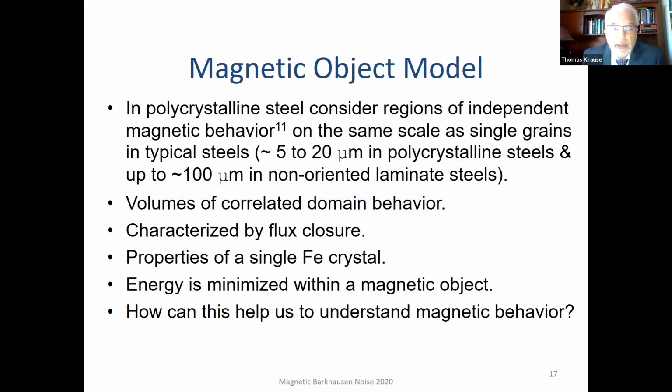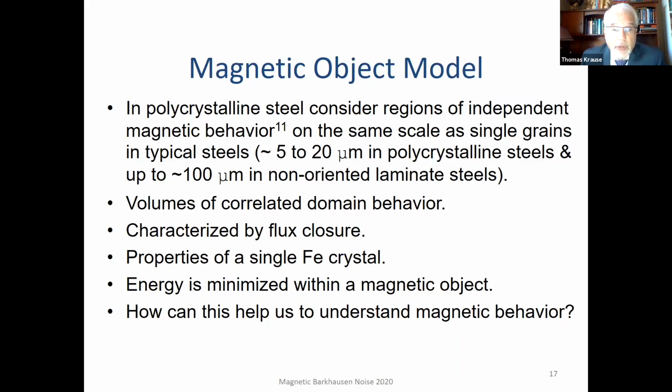So how can we explain and apply this to the characterization of steel materials? Well, Bertotti in 1985 proposed that we should consider regions of independent magnetic behavior. We extended that model to say that those regions of relative independent magnetic behavior are actual single grains in typical steels. So in pipeline steels or submarine steel, for example, we have 5 to 20 micron grain size, and we can go up to 100 microns in non-oriented laminate steels, and of course millimeters or a centimeter in grain-oriented steels.